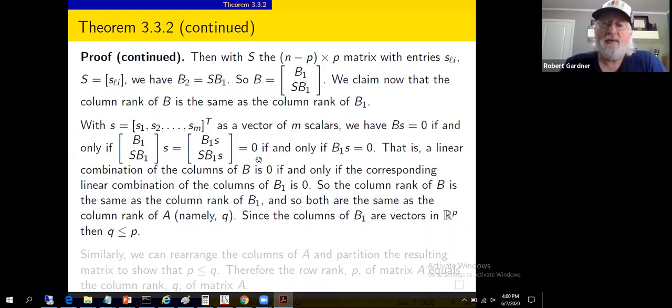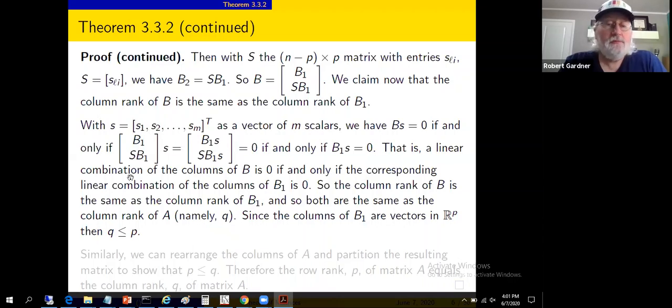And out of this, we're getting 0. So we get B times vector S equal to 0 if and only if this stuff here equals 0. Well, the only way this can equal the 0 matrix is if B1 times S equals 0. If B1 times S equals 0, then the upper part is 0, and the lower part is going to be 0 as well. So we do have an if and only if relationship here. That is, B times arbitrary vector S equals 0 if and only if B1 times arbitrary vector S equals 0.